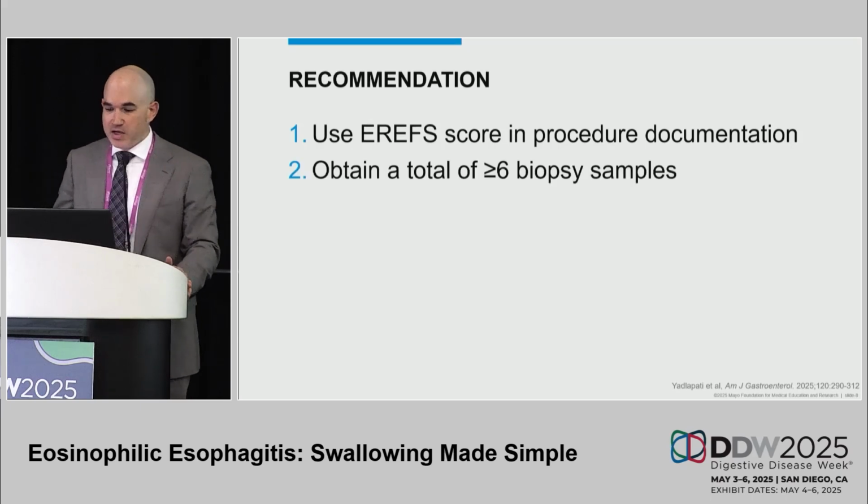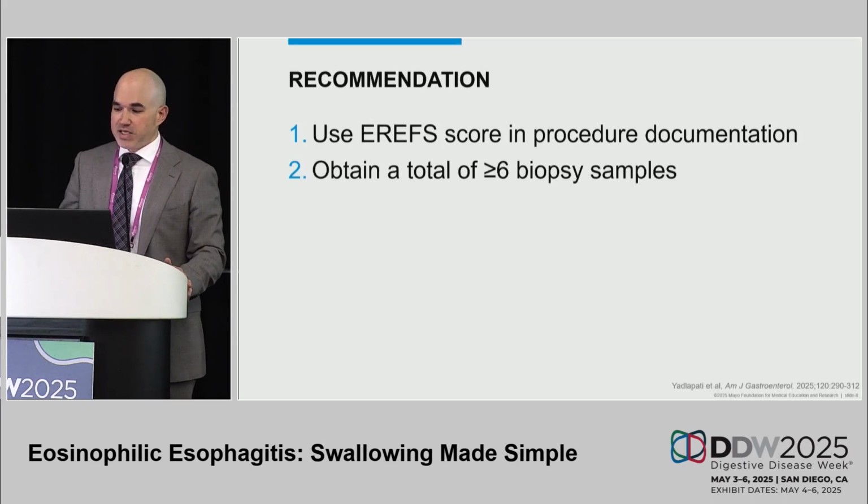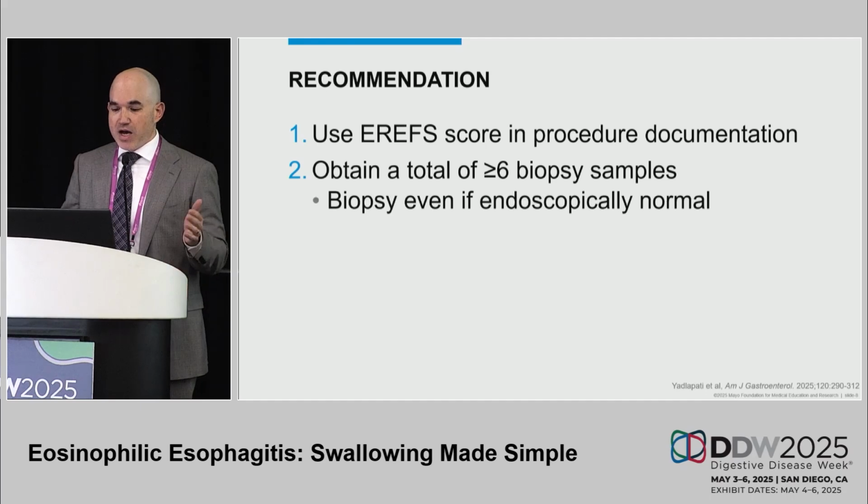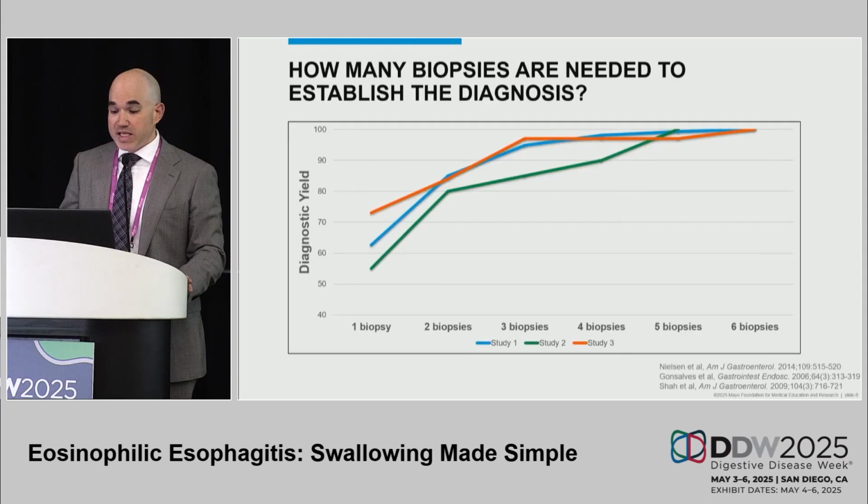The second is to obtain a total of at least 6 biopsy samples, and importantly, to biopsy even if the exam is endoscopically normal. We know that anywhere from 10 to 30% of patients with EOE will have a normal appearing esophagus, depending on which study you read, and it's important to take biopsies regardless. So why do we need 6 biopsies?